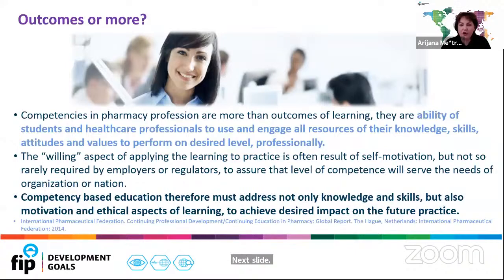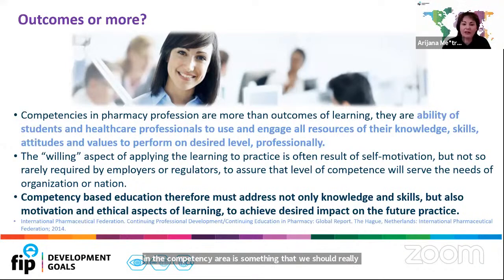So when we talk about competencies after educational activity for workforce development, is it outcome or is it more than that? What I really like to emphasize is that competency is the ability of the student or the healthcare practitioner to use and engage all the resources of their knowledge, skills, attitudes, and values to perform at the desired level professionally. So the willing aspect in the competency area is something that we should really press the button on, not only in educational activities, because we need to deliver some motivation, but also in our everyday practice. And competency-based education, therefore, must address not only knowledge and skills, but also that motivational part.